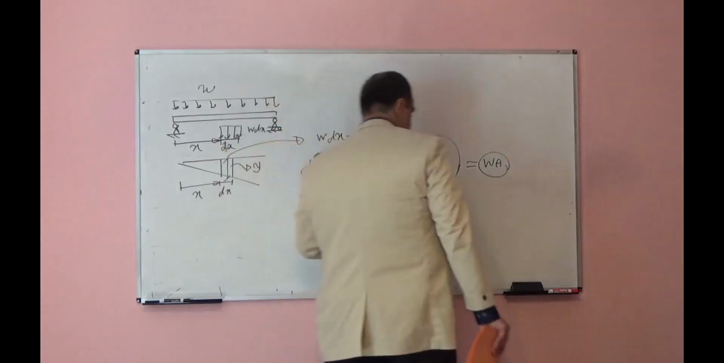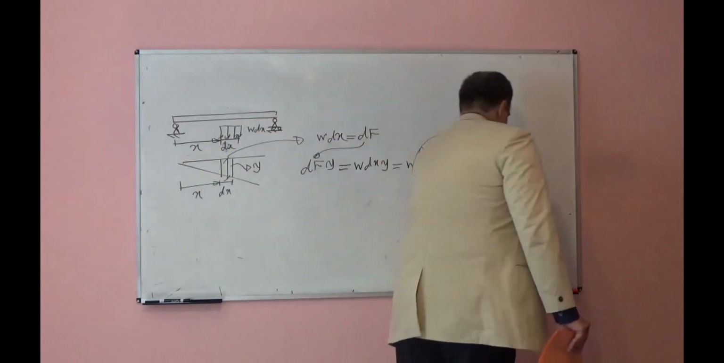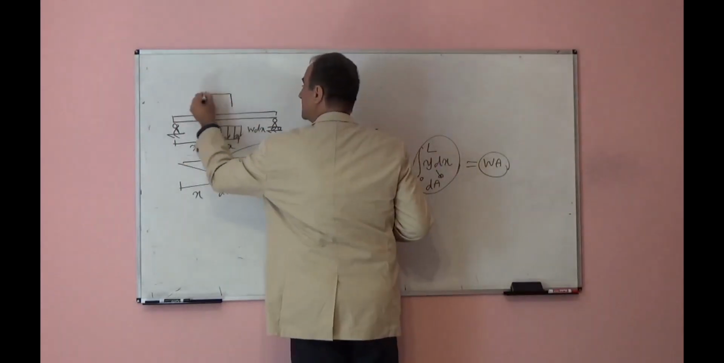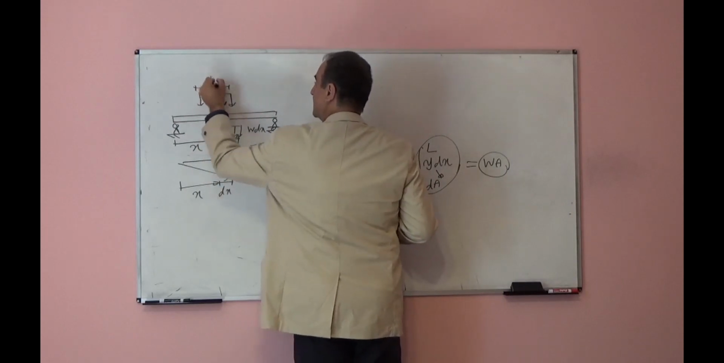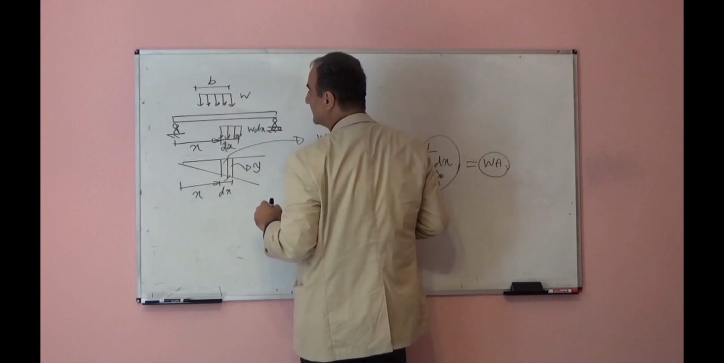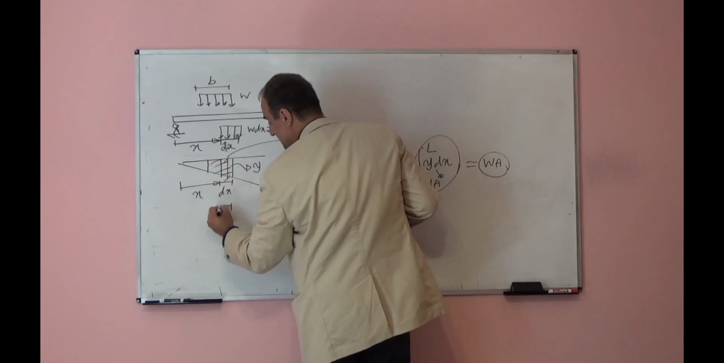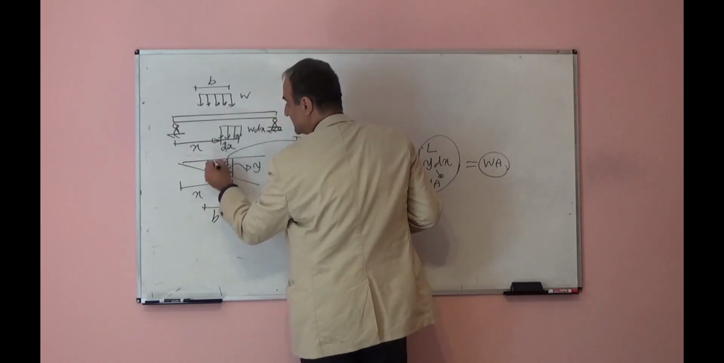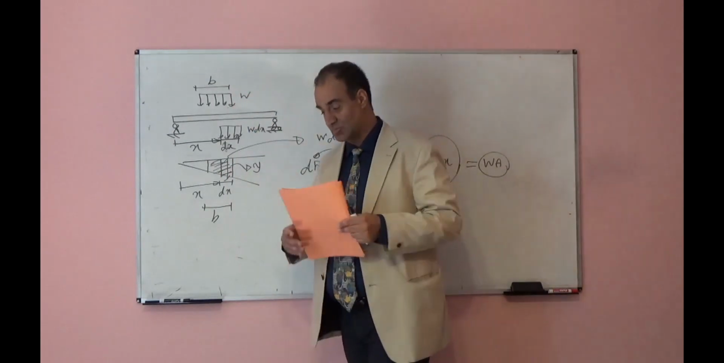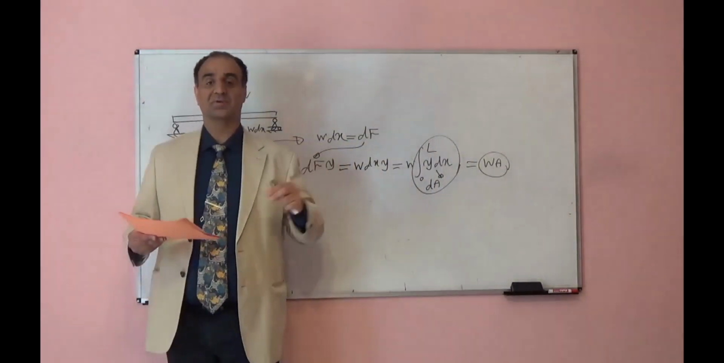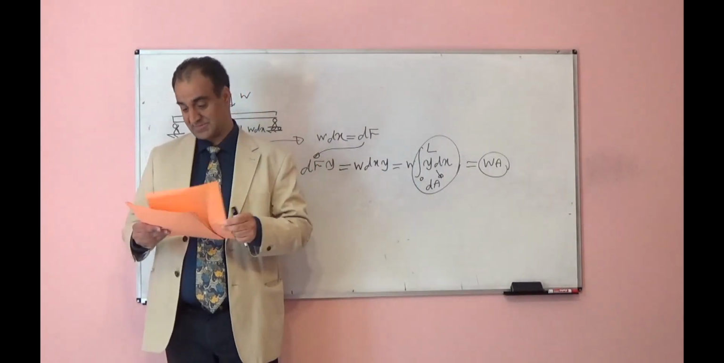For example, the distributed load length is equal to B and intensity is W. You will find the area in the influence line for B. After finding this area, you will multiply that area by the intensity of distributed load W. So you will find the magnitude of shear force or bending moment or reaction.